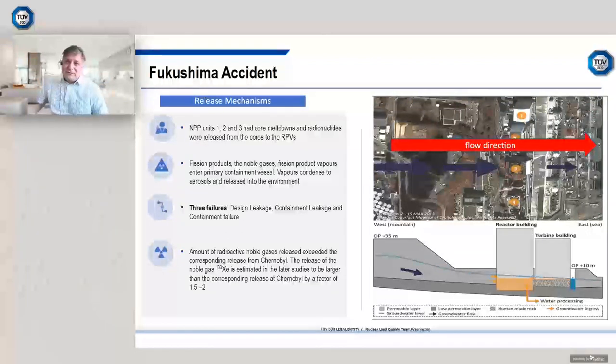The International Atomic Energy Agency's main hypothesis on this is on the IAEA website and the Fukushima website as well, and it clearly says there's a design leakage there, containment leakage, and essentially a subset of 3 failures: containment, design, and containment leakage failure. An interesting fact that I picked up was that the amount of noble gases released exceeded the corresponding release from Chernobyl. Particularly xenon 133, it's estimated that it was 1.5 to 2 times greater than Chernobyl.